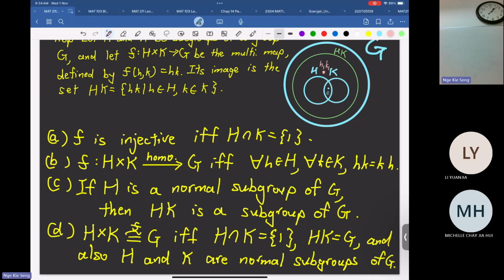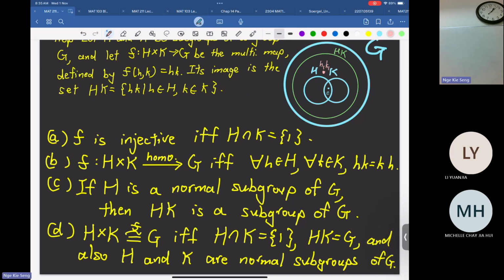One of them being normal is enough. And then we have an isomorphism, where HK is actually equal to the original G, if and only if this happens. You can imagine why. This condition corresponds to the intersection of H and K being the identity, which is the first point, that F is injective. To talk about an isomorphism, what do you need? You need a homomorphism and bijectivity. The second point tells you when it is a homomorphism. When is it injective? When the intersection is identity. When is it surjective? When your set is equal to the whole G.